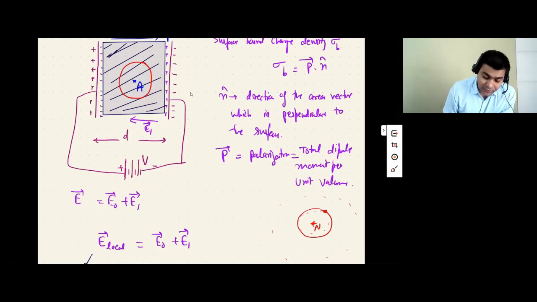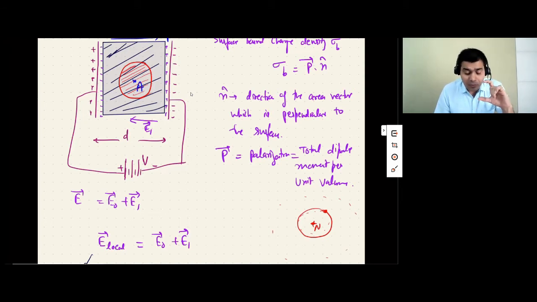So A will feel E0 plus E1, and suppose I take out this portion, let me shade it with red, from this electric material, and there is a cavity here. The size of the cavity is certainly greater than the atomic size, maybe let's say 50, 60 angstrom, so that we consider a sufficient number of nearby electric dipoles around A in a dense material.